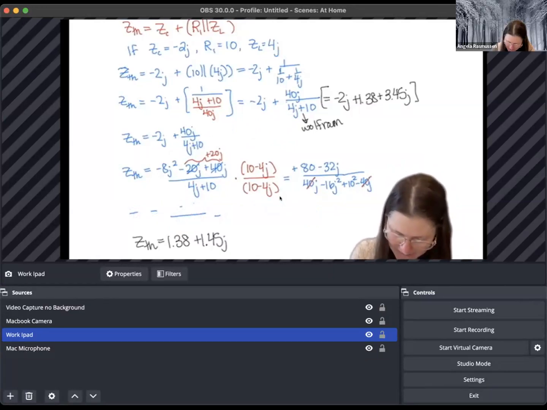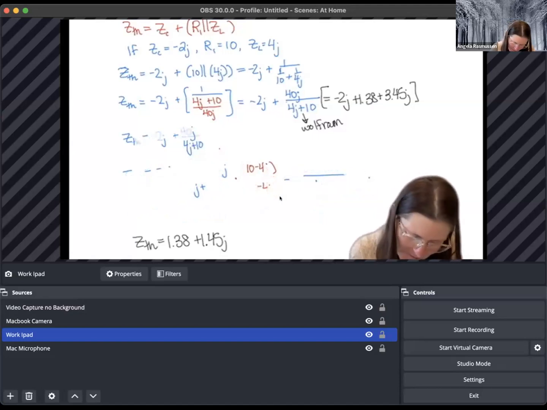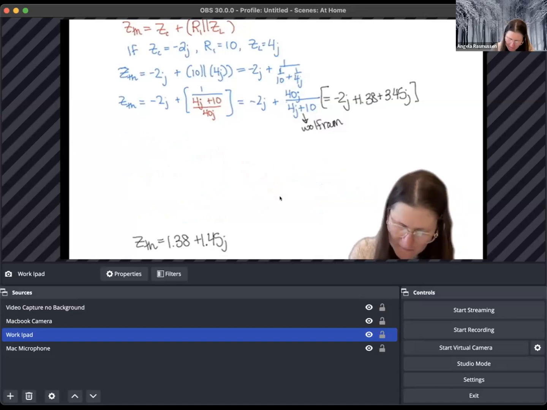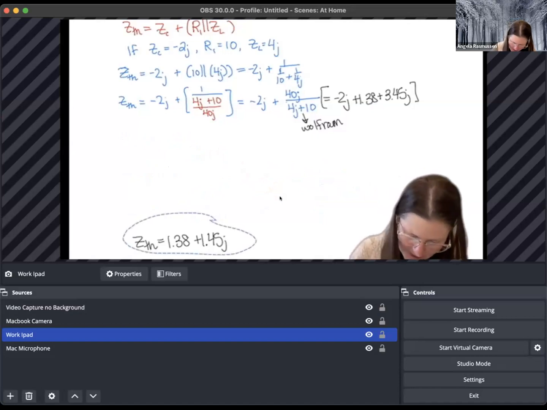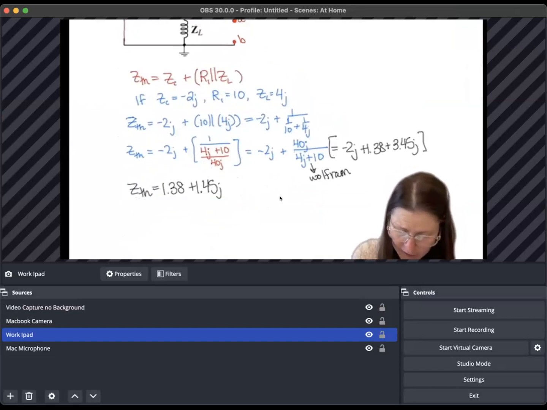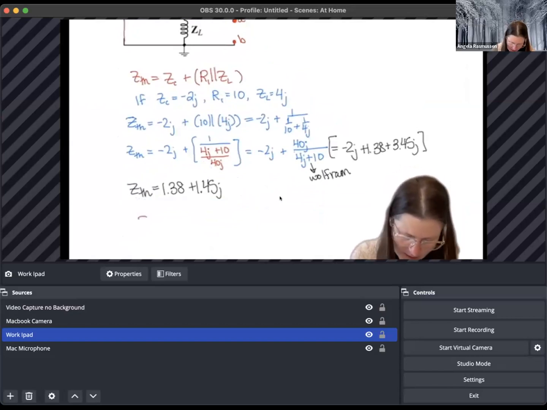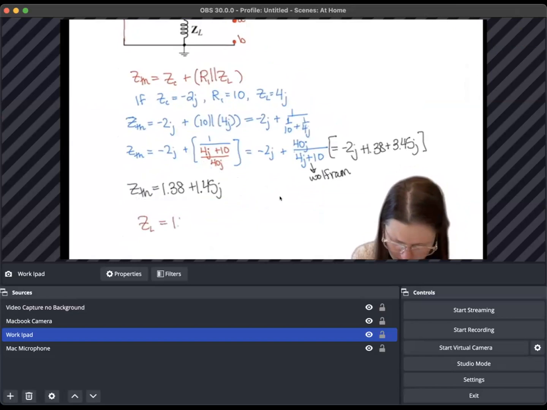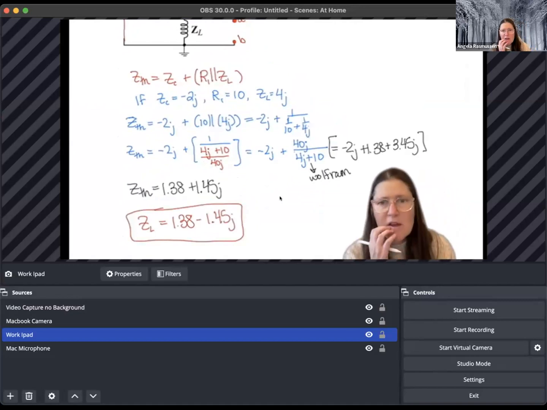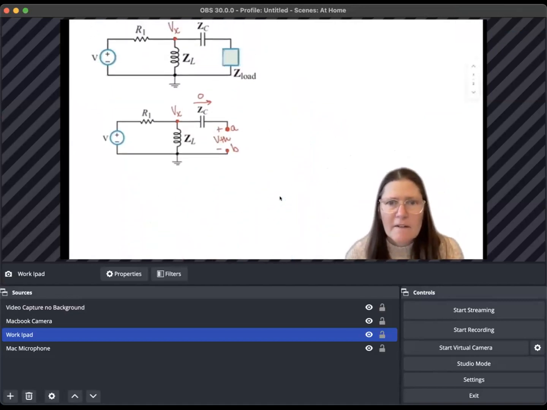Yeah. All right, I'll just do it from here and just use that for Wolfram. Okay, see that? Yeah, that explains it. That's awesome. And then that gives me that answer. So now from here, what will ZL be? ZL will be 1.38 minus 1.45. And so this would be your answer for ZL.